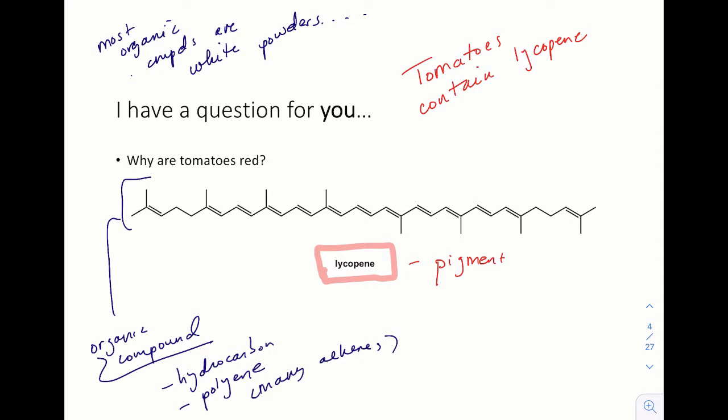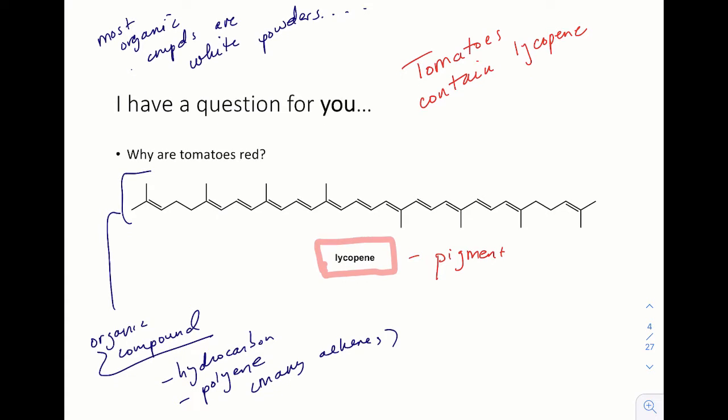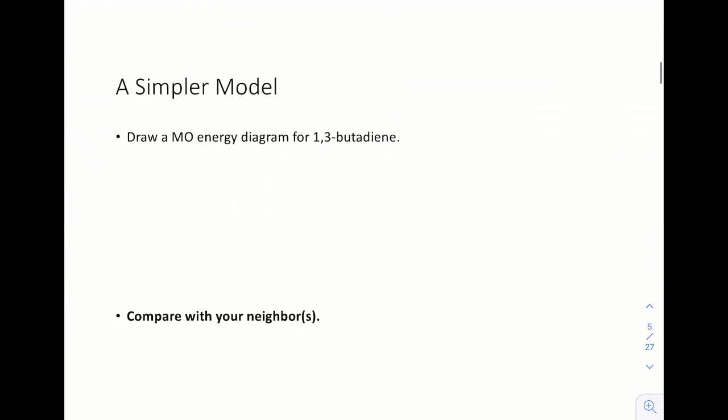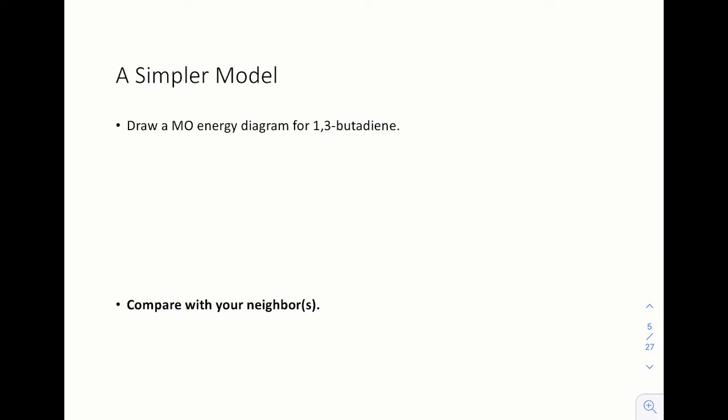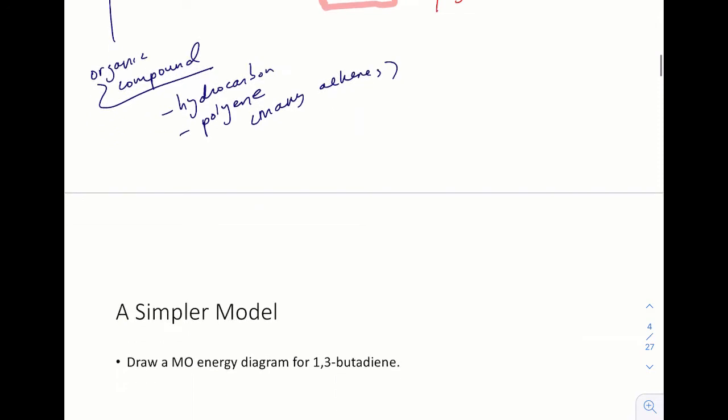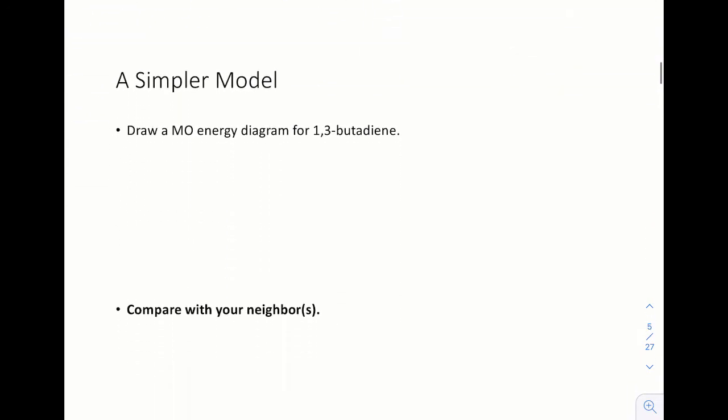Cool. How can we explain that? Why is lycopene red if most organic compounds are just white powders? All right, well, if you think you know, write it down. Hopefully we can get to the bottom of this soon. But if alkenes are the only functional group, it probably has something to do with alkenes. Now, there are a lot of alkenes in lycopene. So just like for retinal, we used a simpler model. We used ethylene. For lycopene, since it's a polyene with many alkenes, let's use another polyene.